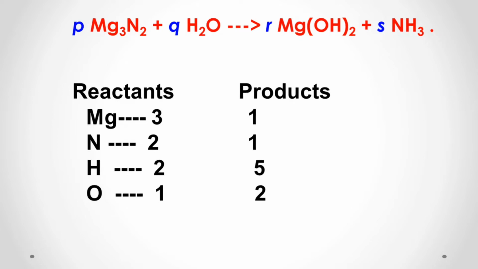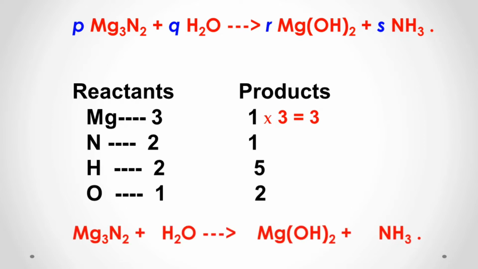Now use the method of multiplication and make the numbers equal in the reactant and product side. It is easy to convert 1 into any other number. So let's try to balance magnesium in the product side. In order to change 1 to 3, multiply 1 with 3. So 1 into 3 is equal to 3. Now substitute this value 3 in the place of R in the equation.